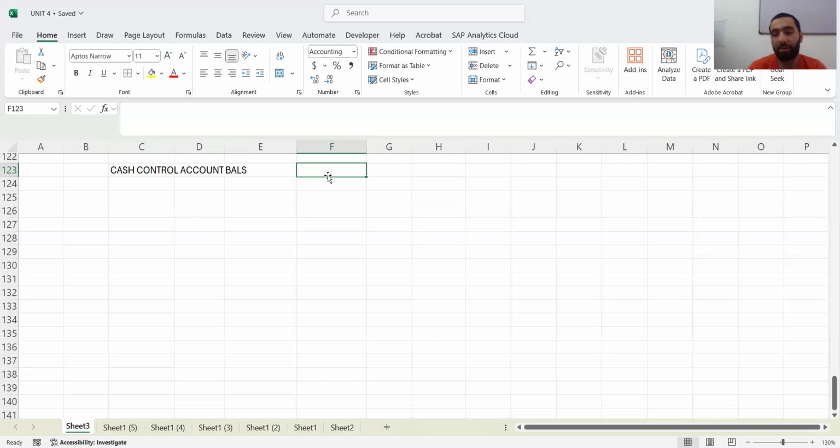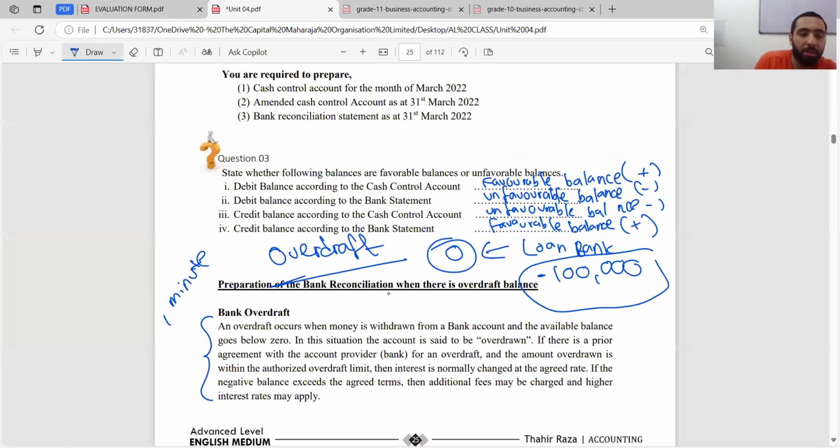Is it a plus or a minus? Okay, please go to this thing which I'm going to show again. We have done this just now. A credit balance according to the cash control is an unfavorable balance. We have written this just now. An unfavorable balance is a credit balance in the cash control account.